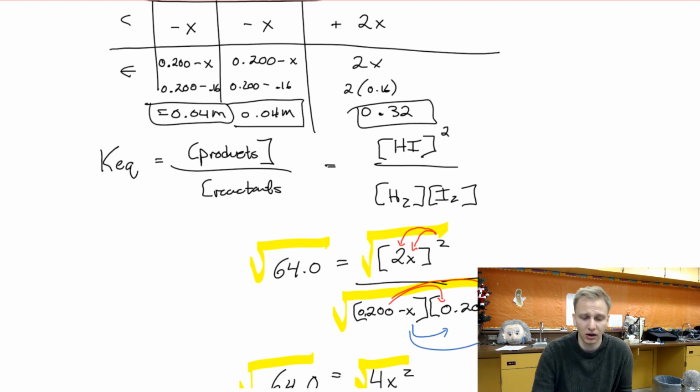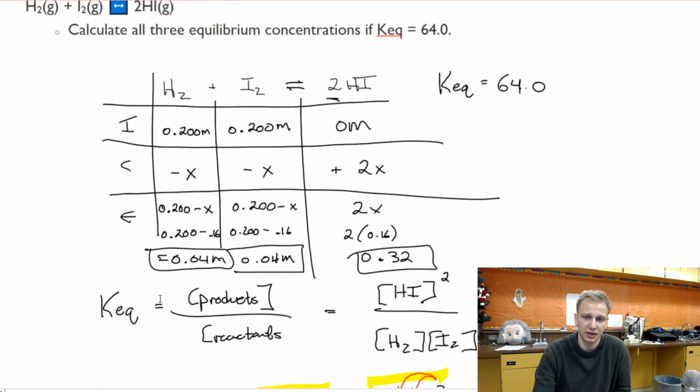That is how to solve equilibrium expressions when we have perfect squares and when we have unknown equilibrium concentrations as well. Hope that made sense, and we'll see you in the next one.